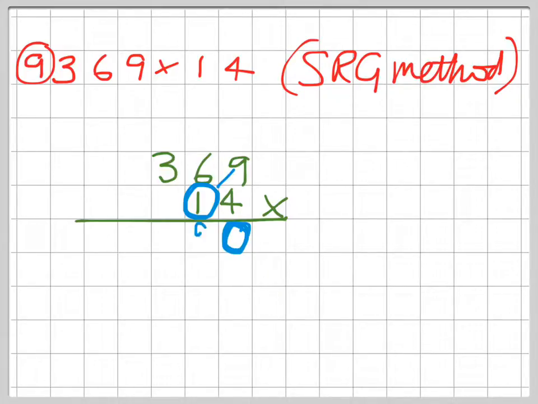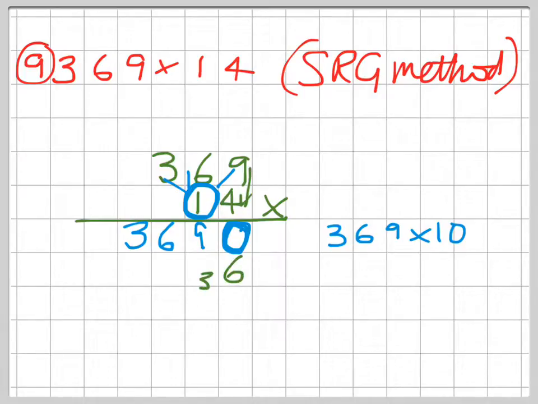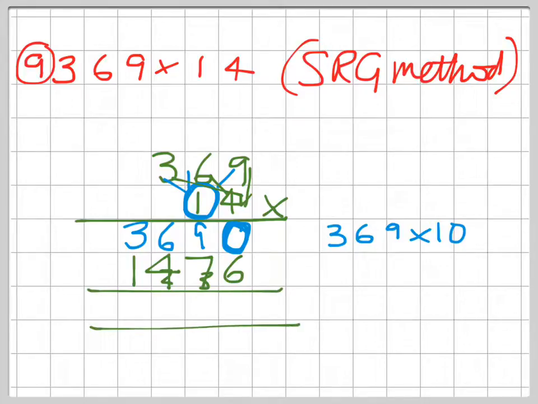9 times 1 is 9. 6 times 1 is 6. And 3 times 1 is 3. So they've done 369 times 10 on that first line. Now what they do is they swap to do the 369 times 4. So 9 times 4, 36. 6 times 4, 24. Add 3 is 27. 3 times 4 is 12. And 2 makes 14. Again, add them together.